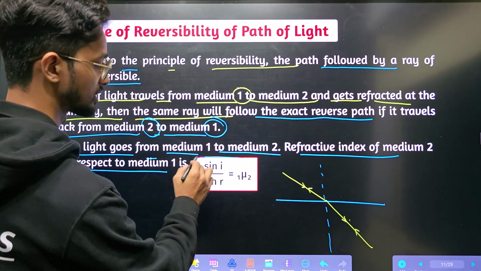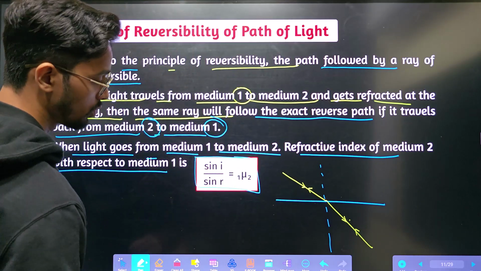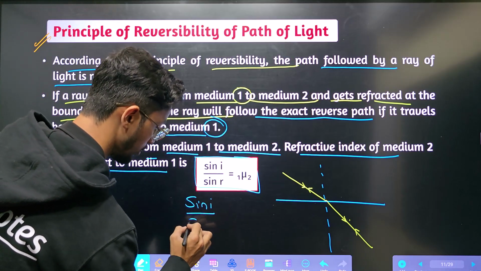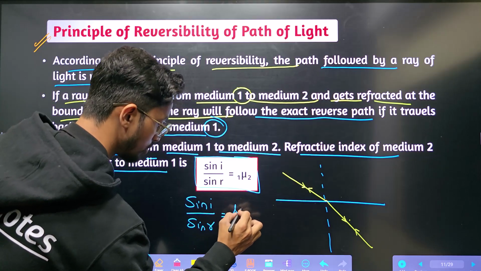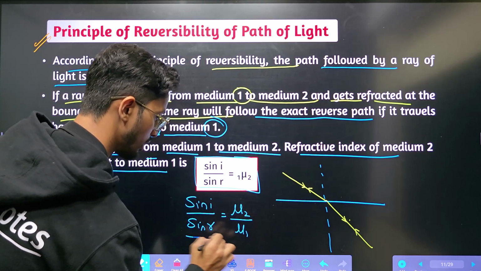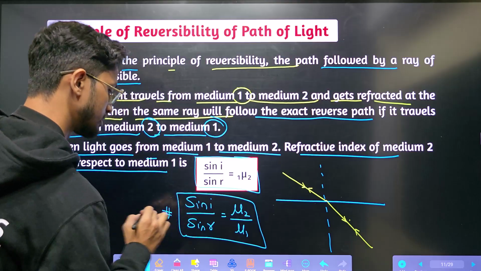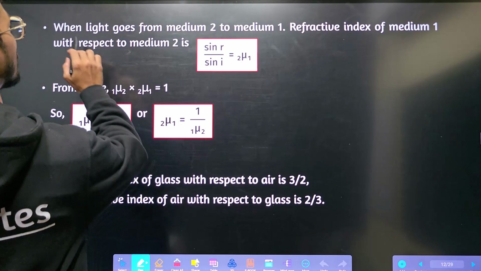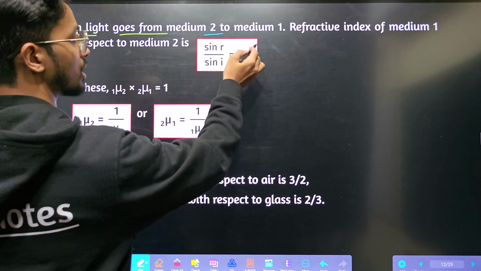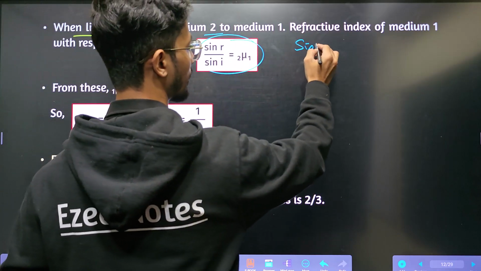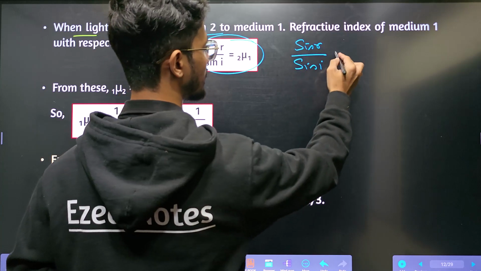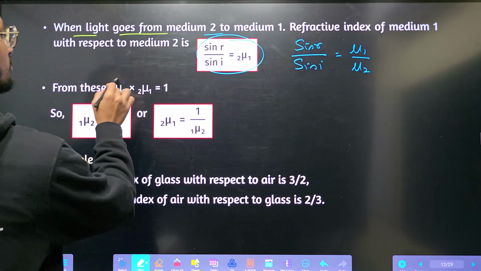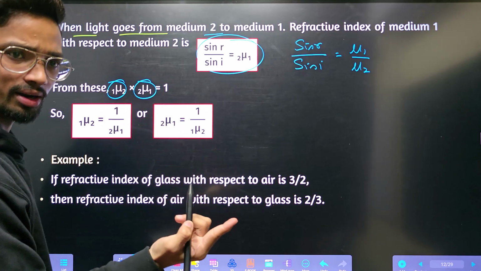When the light goes from medium 1 to medium 2, the refractive index of medium 2 with respect to medium 1 is mu 2 1, that is sin i upon sin r is equal to mu 2 by mu 1. You need to remember this. When the light goes from medium 2 to 1, it becomes sin r upon sin i equal to mu 1 upon mu 2. So if you multiply both of them, it will be 1.